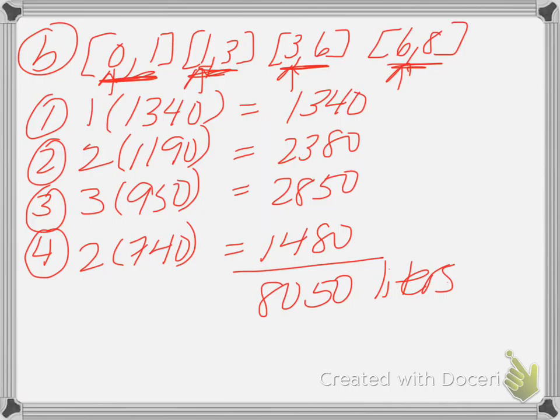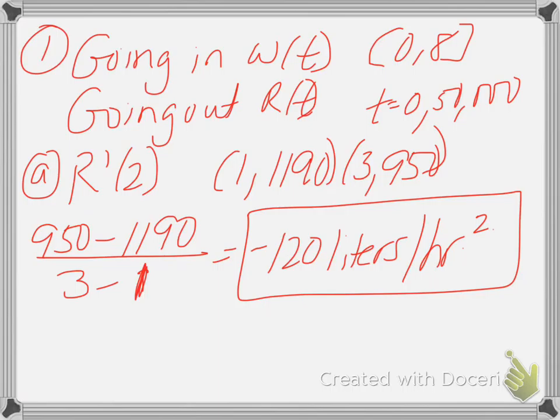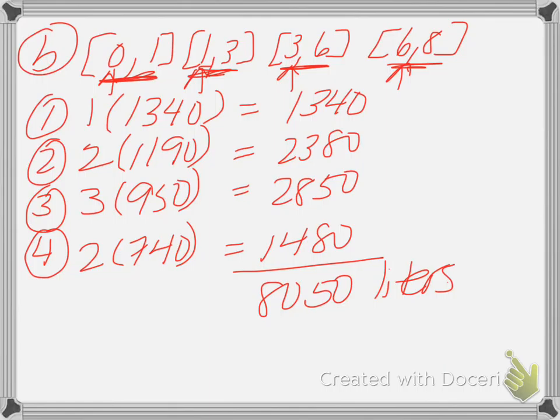So the question is, is this an overestimate or an underestimate of the total amount of water that's removed? So going back, the water that is removed, that's going out, that's R of T, and R of T is the chart, so that's what they're talking about. So if you look at the chart, you can see that all the numbers are going down, they're decreasing. So if you have a function that's decreasing, and you use a left Riemann sum, you can see that that's going to be an overestimate.